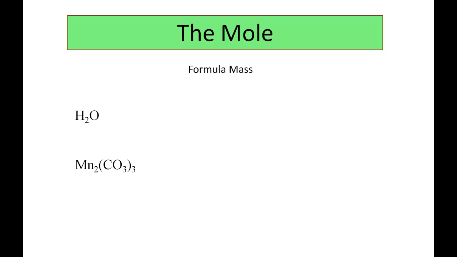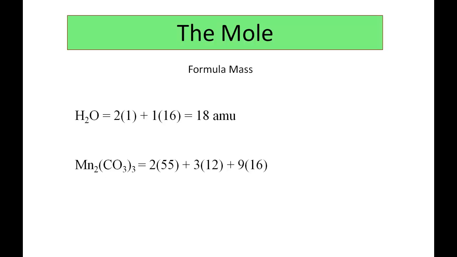Formula mass is when you take all the atomic masses of all the elements within a compound and add them together. For example, water has 2 hydrogens, each having an atomic mass of 1, and 1 oxygen having an atomic mass of 16. 2 times 1 plus 1 times 16 is 18 AMU. 1 molecule of water weighs 18 AMU.